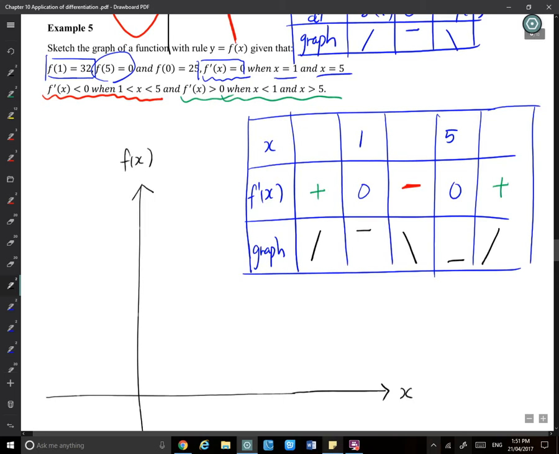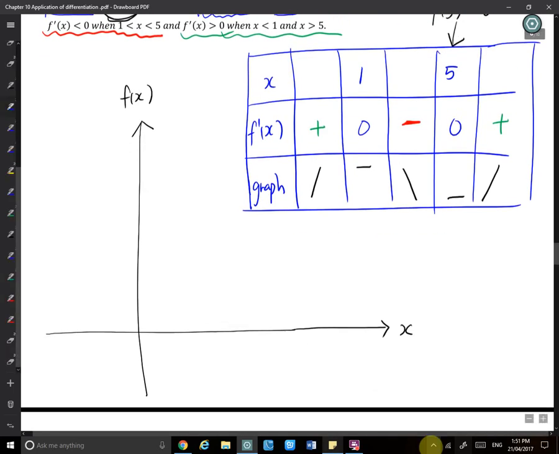Okay, and also you know that f5 equals 0. It's also the minimum turning point, and it is also the x-intercept. So you have 1, 2, 3, 4, 5. Well, I shouldn't do it like this, let's do it here. 1, 2, 3, 4, 5. Let's say 5. F5 is 0.